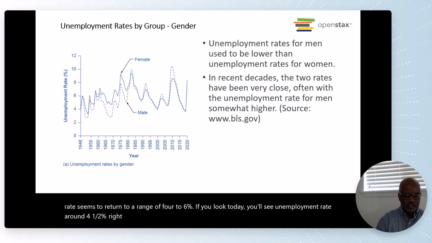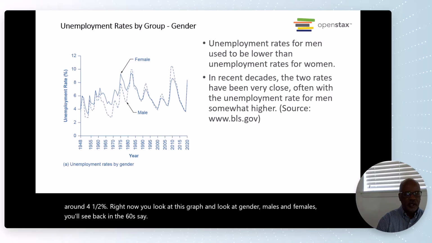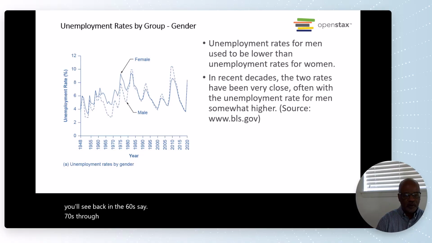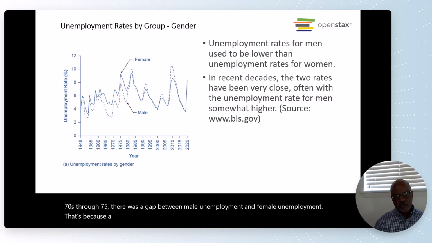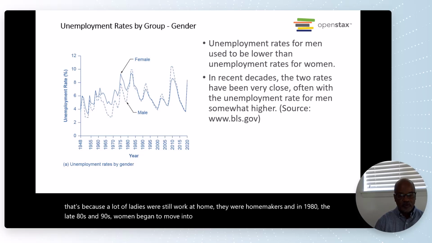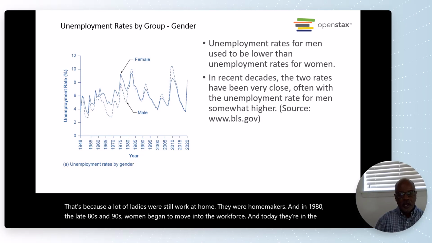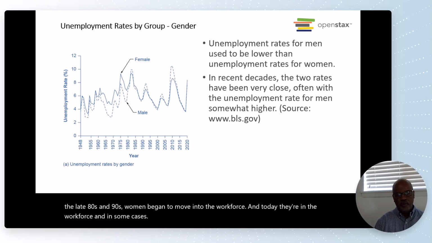You look at this graph, it looks at gender, males and females. You'll see back in the 60s, say 70s through 75, there was a gap between male unemployment and female unemployment. That's because a lot of ladies were still working at home. They were homemakers. And in 1980, the late 80s and 90s, women began to move into the workforce. And today they're in the workforce. And in some cases, male unemployment is higher than female unemployment.